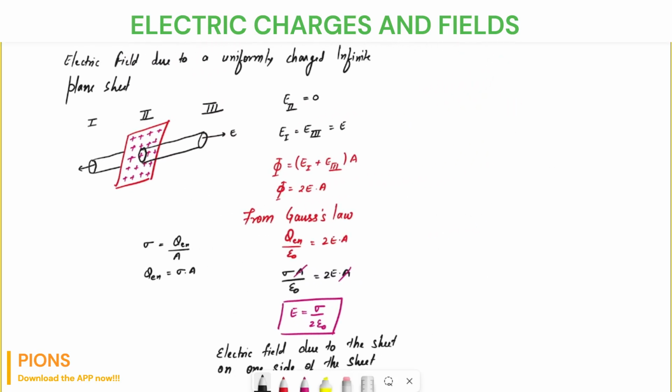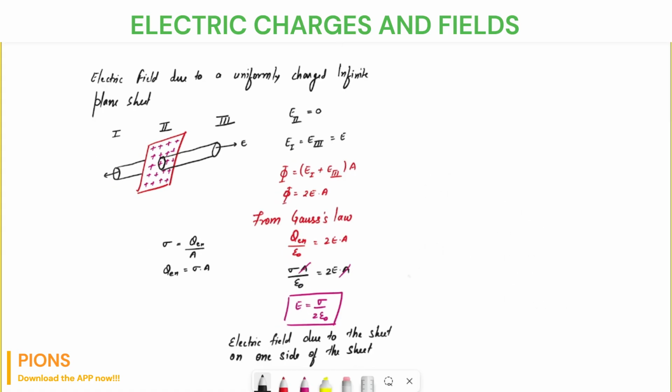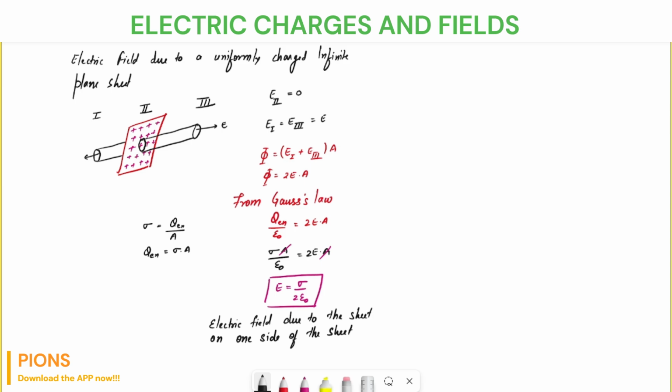You can copy. Because you have only 3 applications, you have to just remember these Gaussian surfaces, okay? No other random ones they will not give you, don't worry about that.